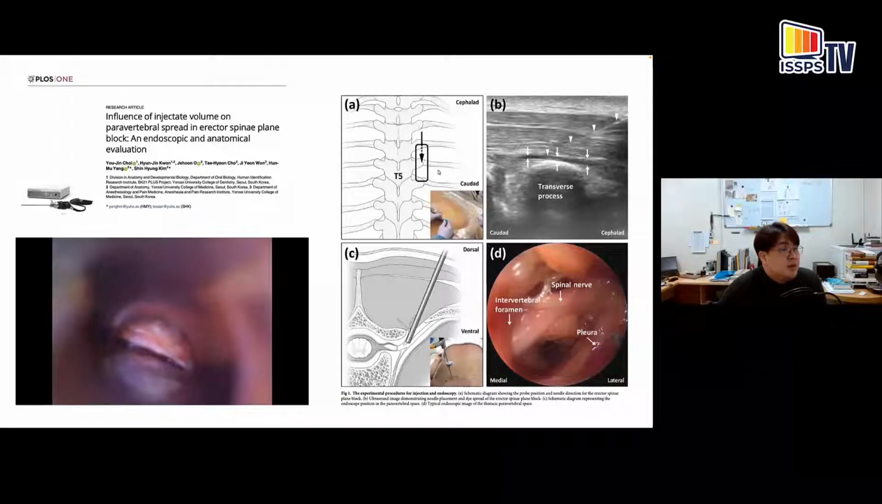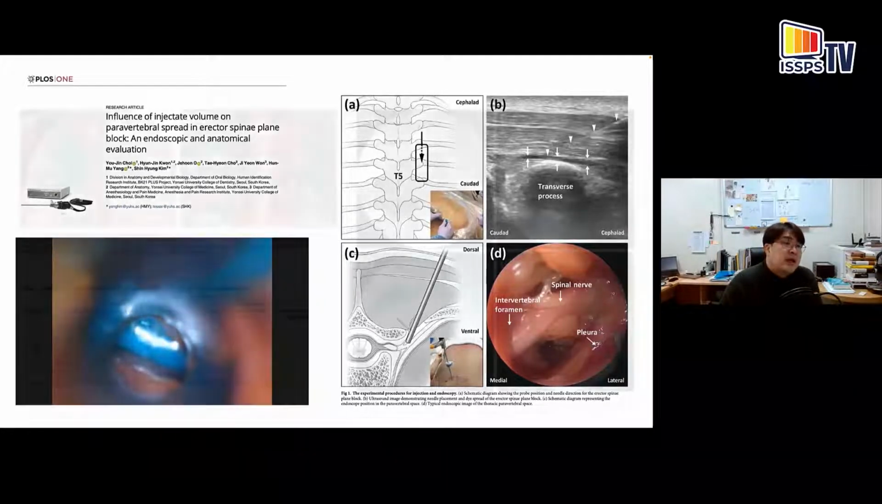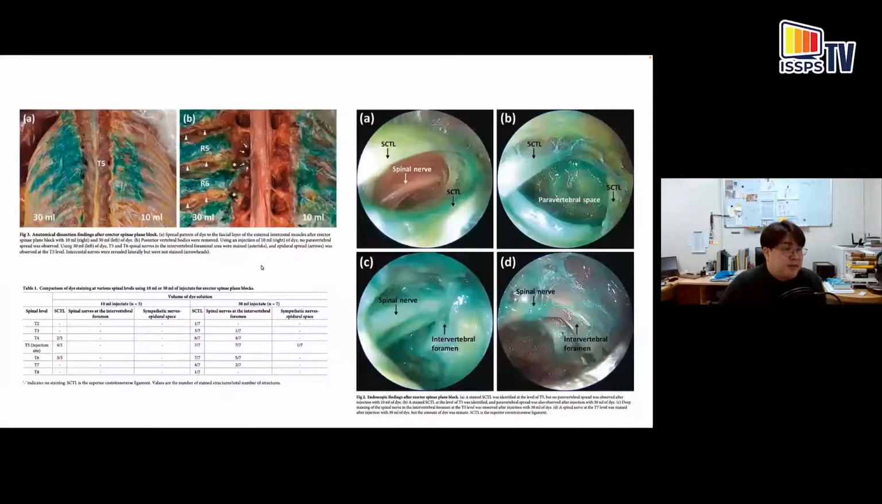The ESP block with dye was performed with ultrasound imaging, and then immediately the PVS was observed by endoscope. We can directly observe the spreading of dye into the PVS after ESP block. As expected, the paravertebral spreading following ESP block increased in a volume-dependent manner.